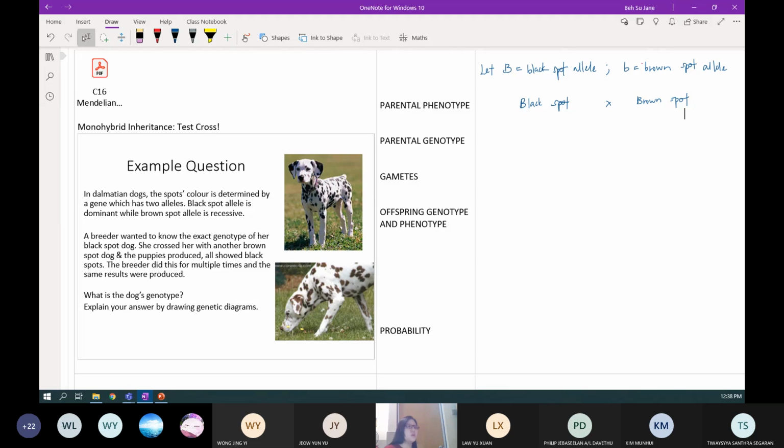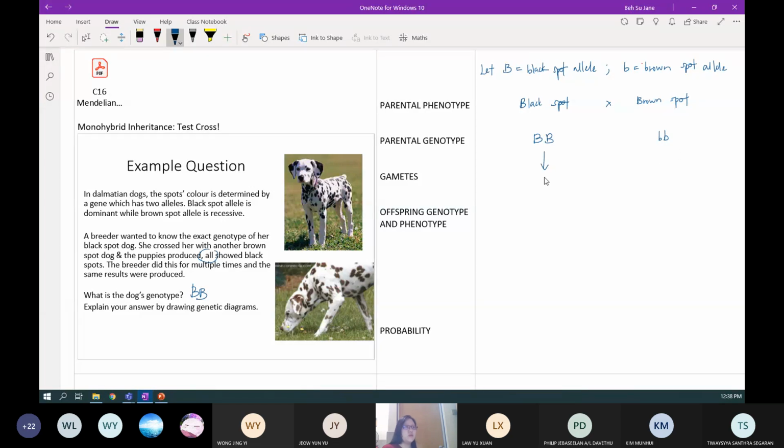All right, so I think this one's quite easy, but practice makes perfect, right? So this is black spot because all the puppies showed black spots. So your answer for the genotype should be, if all of them show black spots, which is a dominant phenotype, this means it's probably big B, big B. So what you need to do is to just explain that by writing down big B crossed with the homozygous recessive. This is what we mean by a test cross.